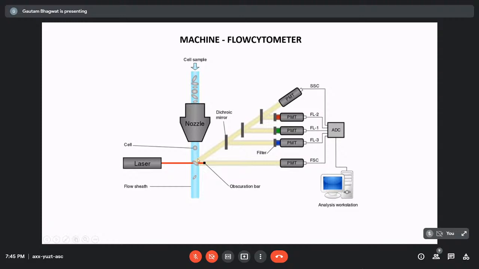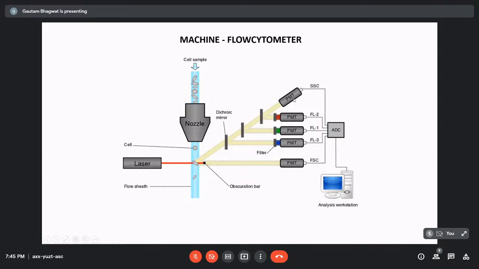Because when the cell is not passing through, when this area is empty, this laser will continually hit this detector. So there is an obscuration bar which is set at a low angle, so any negative light would not go through, giving very little ground noise. But when there is a cell at this interrogation point, there would be a lot of scatter. Now this cell would scatter light in all possible directions. What we do is capture all these scatters with various PMTs.